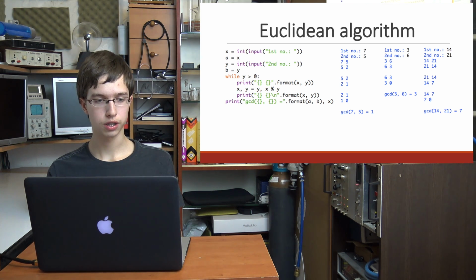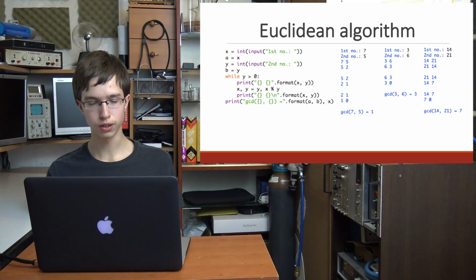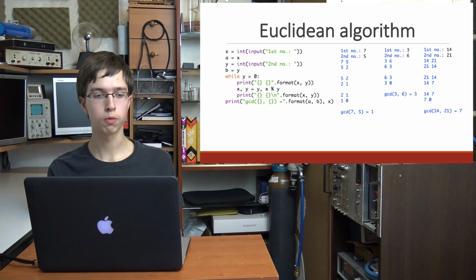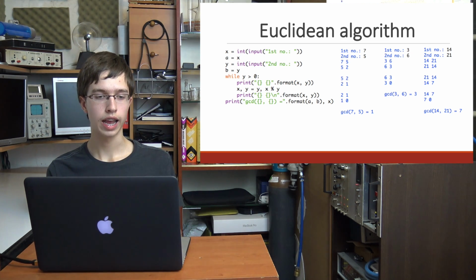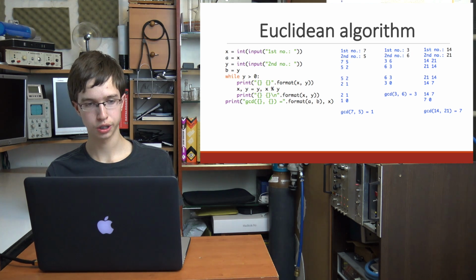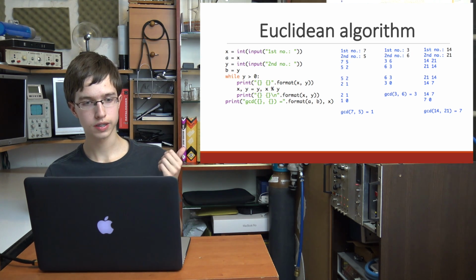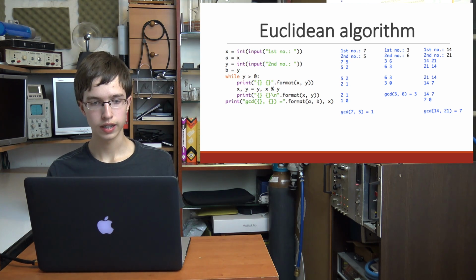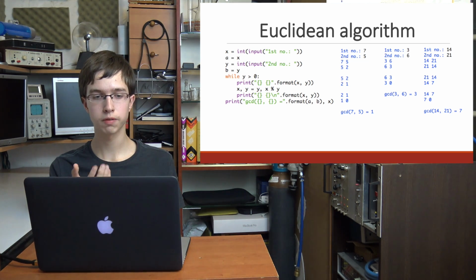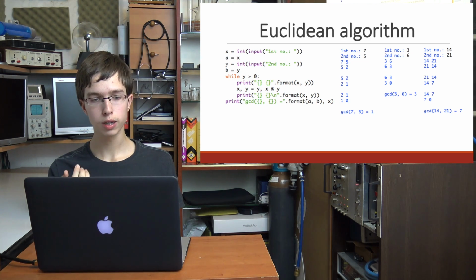So this operation means that the x variable gets the value of the y variable and the y variable gets the value of x modulo y. So the remainder we get by dividing x by y by integer division. Let's take this first example of 7 and 5. X is 7, y is 5. Then x gets the value of y, so it becomes 5. And y becomes 7 modulo 5, which is 2.